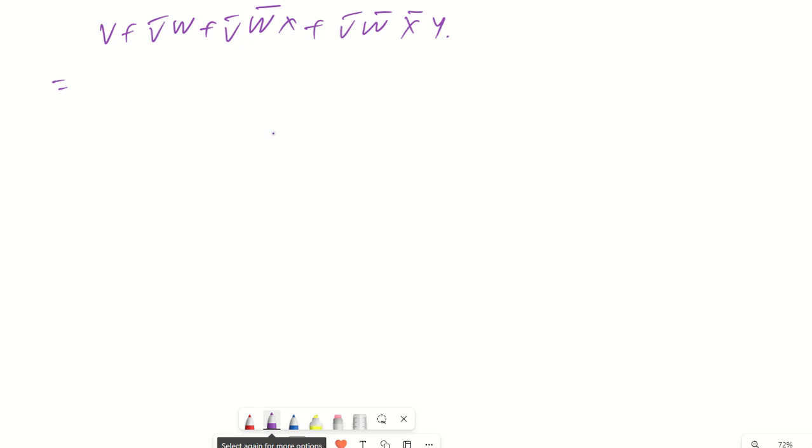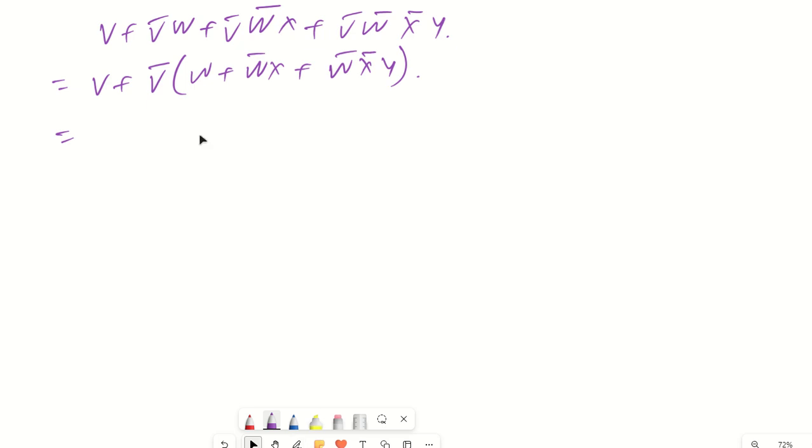So what we can do is, can we solve it a little different way? So V plus, can we write V̄ common because all of them are having V̄? So I'll write it as V + V̄(W + W̄X + W̄X̄Y). So this is very simple. Now as you can see, it is looking like V + V̄ into something. So V + V̄ will be 1. So V plus that thing will come, right? So I'll have V + W + W̄X + W̄X̄Y.